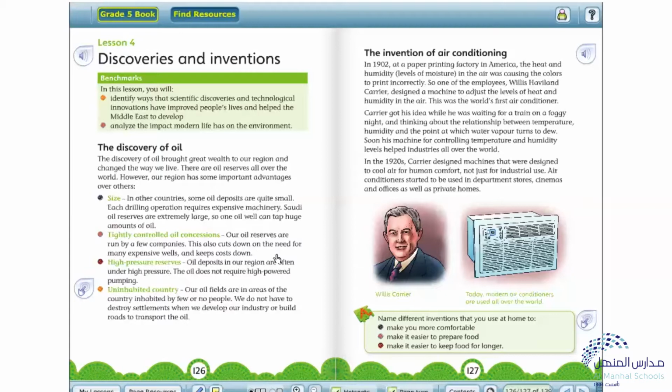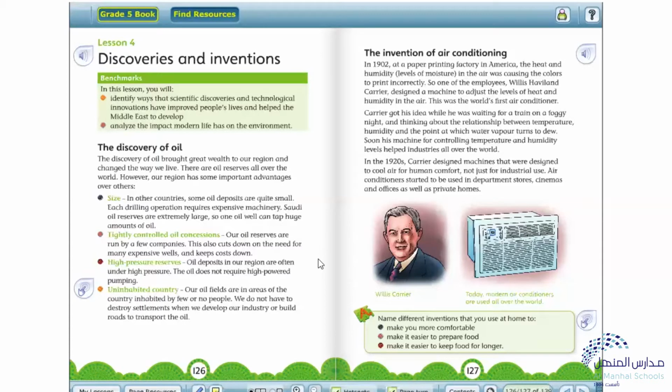Everything's under control tightly. And the third one is high pressure reserves, which means the oil deposits in the region are under high pressure themselves. The oil does not require any high powered pumping, so they don't need heavy machines, because the oil reserves are often under high pressure.